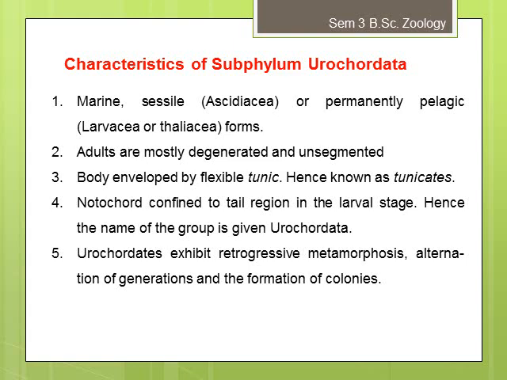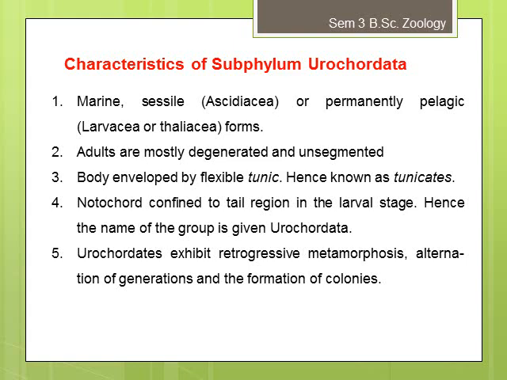The subphylum Urochordata is classified into three classes. Among them, class Ascidiacea is completely sessile, or attached forms, while the other two classes, Larvacea and Thaliacea, are pelagic, free swimming or floating forms. So, apart from Ascidiacea, they are pelagic forms, but mostly they are sedentary and fixed. Then the adult body is degenerate, sac-like, unsegmented, without any paired appendages, and usually without any tail.